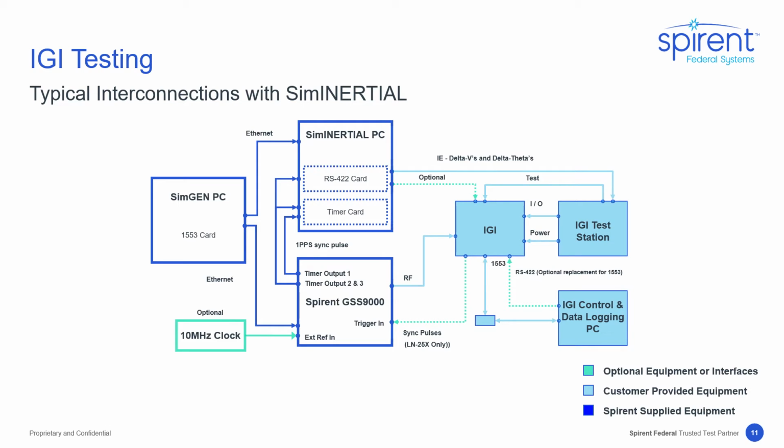Similarly, our notional IGI testing interconnect is shown here. The SimInertial PC will generate simulated delta Vs and delta thetas. The GSS 9000 signal generator chassis will generate GNSS RF signals for direct input into the IGI. External PCs can be used for IGI control and data logging. Power and I/O and data capture can be handled with the IGI test station.